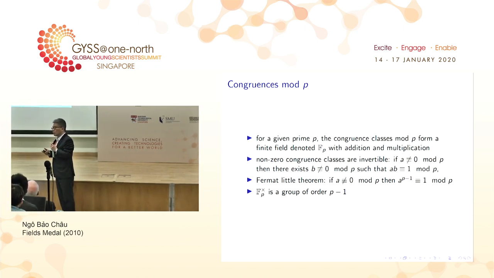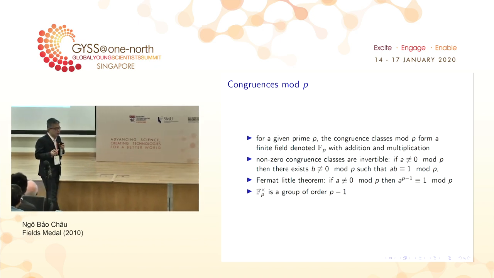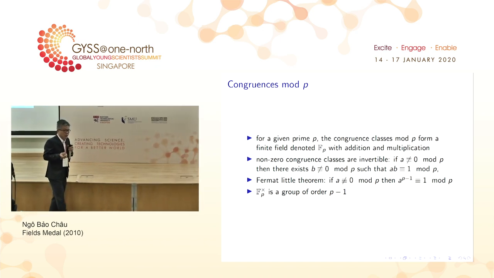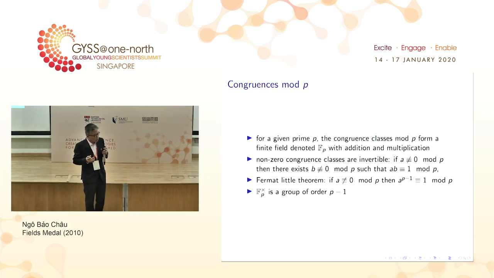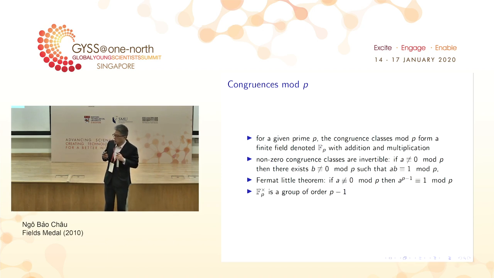And they form a group. If you have two congruence classes, you can multiply them, and if you have a congruence class, you have an inverse class, so that if you multiply them together, you get one. That is the group structure. And this group has P minus 1 elements. By a theorem of algebra, nothing to do with arithmetic, if a group has P minus 1 elements, then if you raise any element to the power of P minus 1, you get 1. So that is a fact of algebra.